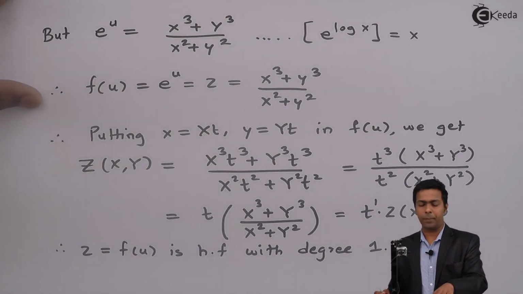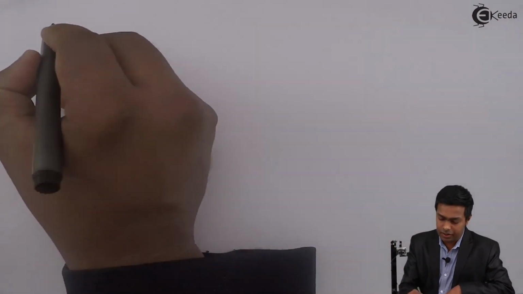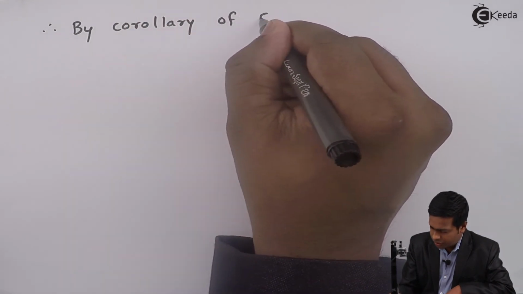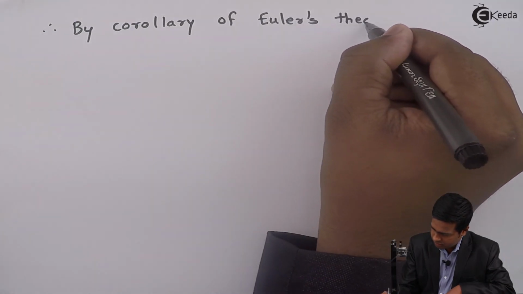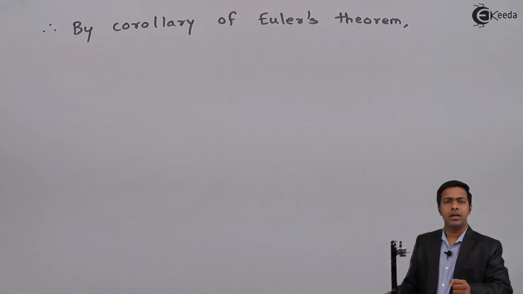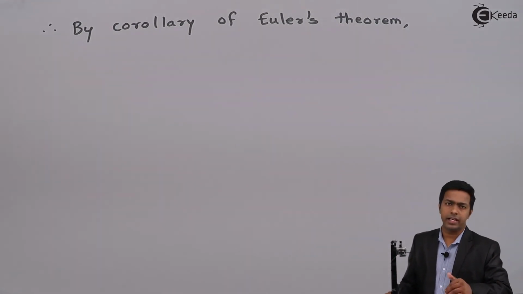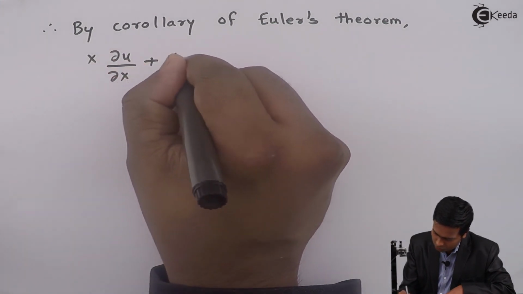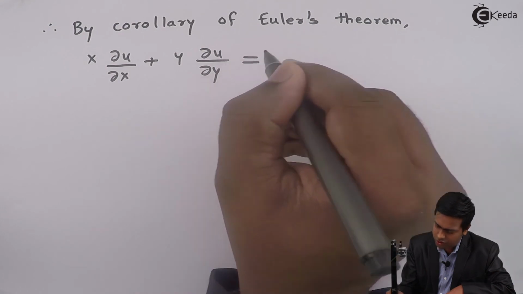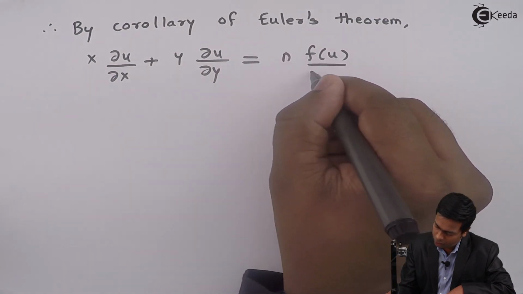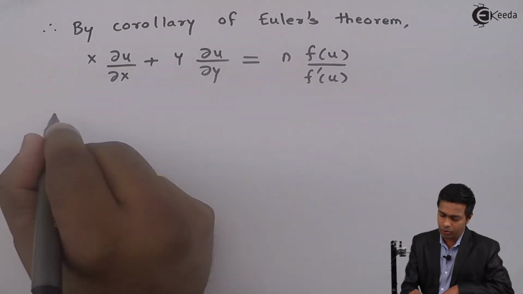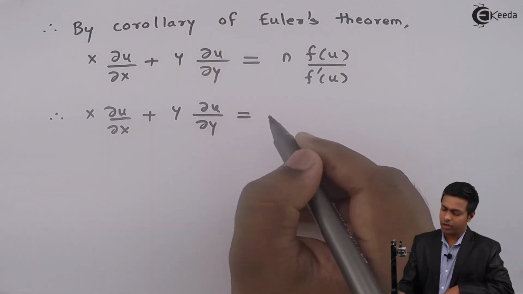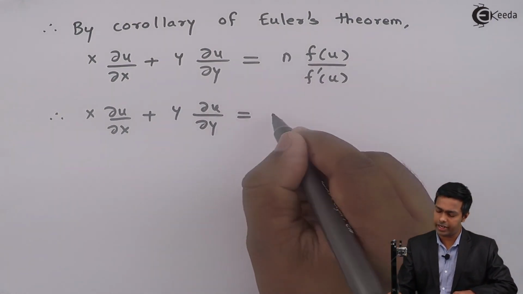So here I'll apply the corollary of Euler's theorem. Now the corollary is, if z equal to f of u is a homogeneous function, then x dou u by dou x plus y dou u by dou y is equal to n f of u upon f dash of u. So therefore here we will get x dou u by dou x plus y dou u by dou y equal to, now n is nothing but degree, so in our problem we got degree as 1.